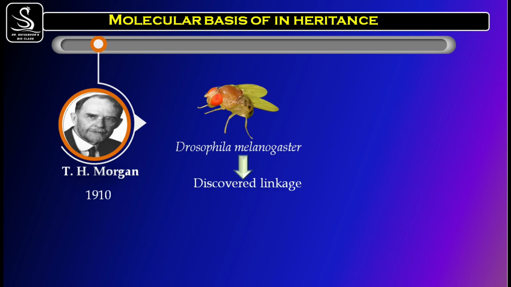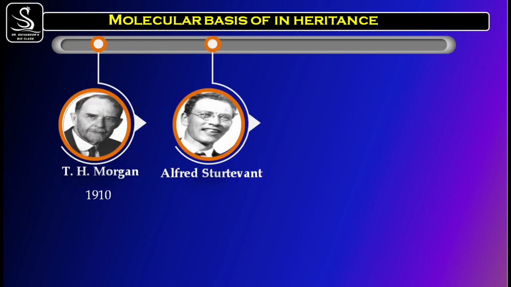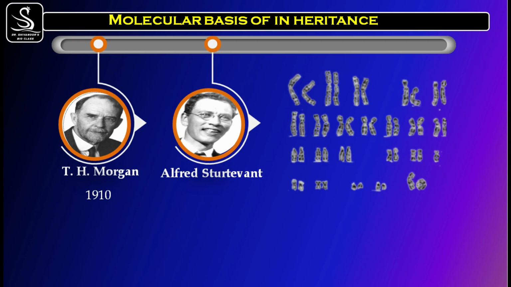And later on, one of Morgan's students, none other than Alfred Sturtevant, mapped the genes on the chromosomes. You can even observe the chromosomes there on the screen. On every chromosome, where that gene may be, that is what he discovered. Do you know on what basis he was able to discover the position of a particular gene on the chromosomes?